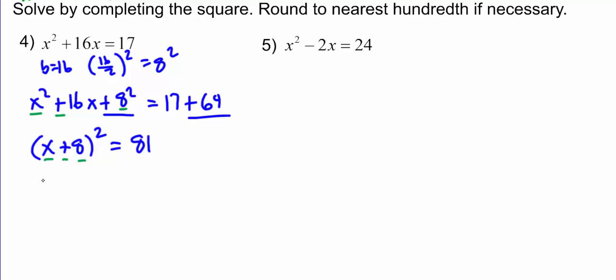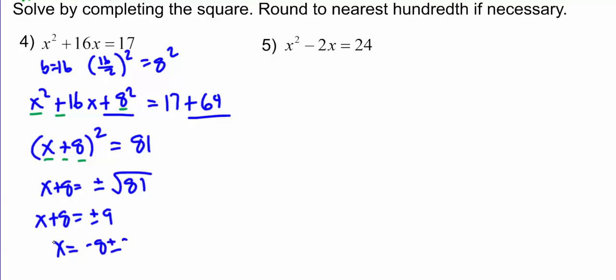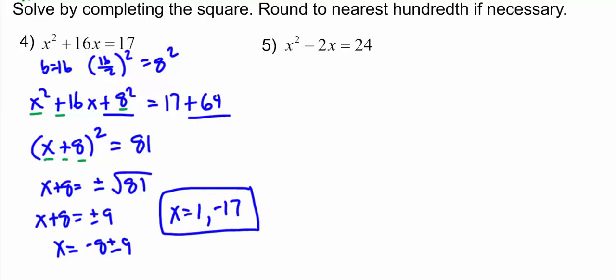Now, we can use our square roots method. So x plus 8 is equal to plus or minus the square root of 81. So x plus 8 equals plus or minus 9. So x is negative 8 plus or minus 9. Now what we go ahead and do when we have numbers like this, we know negative 8 plus 9 is 1 and negative 8 minus 9 is negative 17. Those are our two solutions.